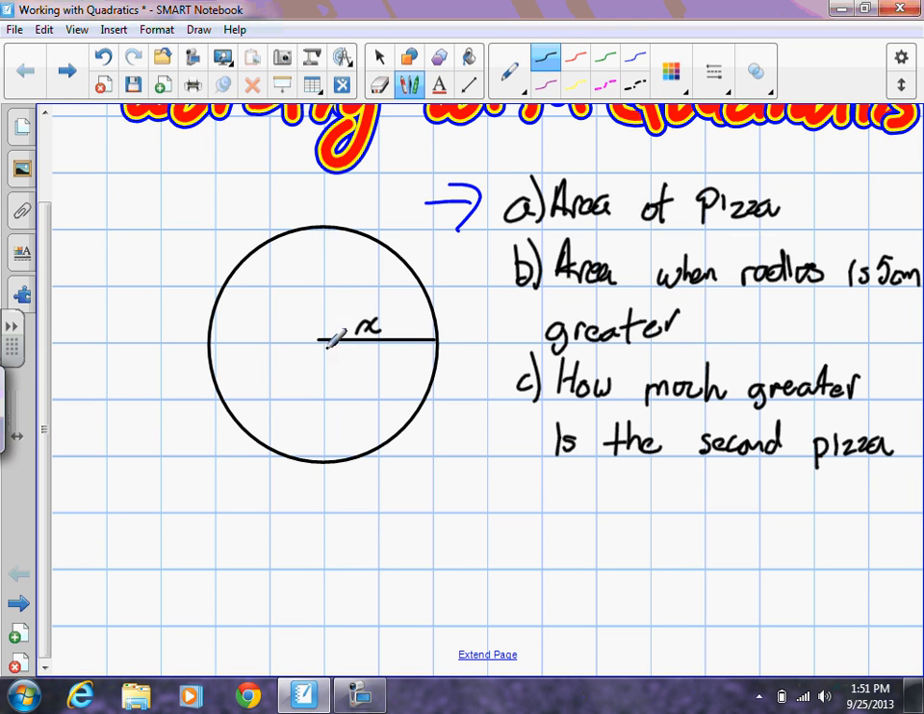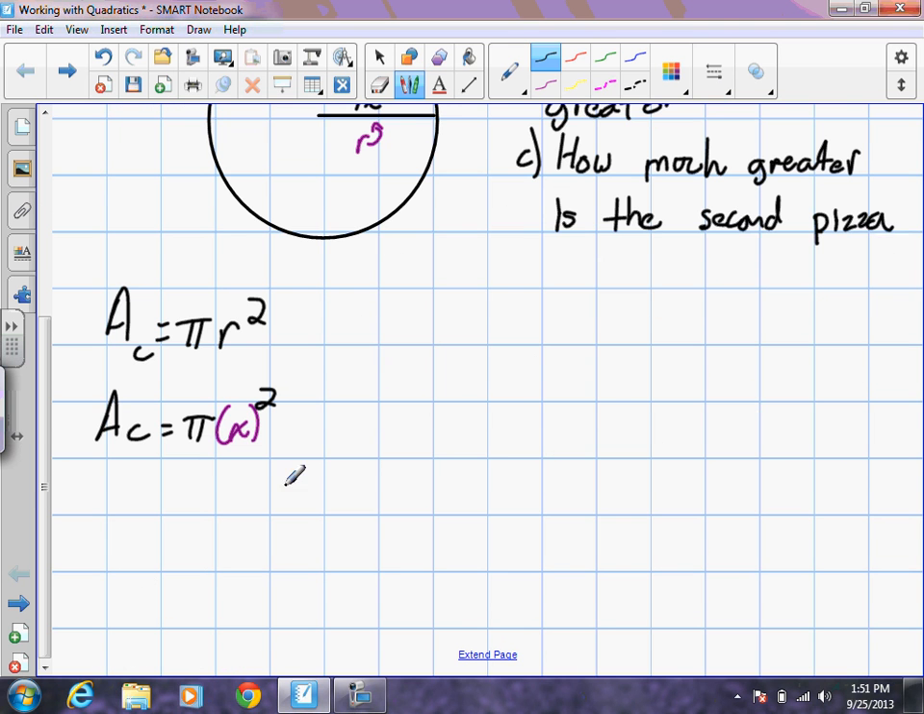So what we're going to do is write down the formula for area of a circle. The area of a circle is equal to pi r squared. R in this case happens to be a distance of x. So the area of our first circle is pi, and we're going to replace r with the value of x squared. In other words, it is pi x squared. Pretty straightforward. All we did was replace r with the value of x.